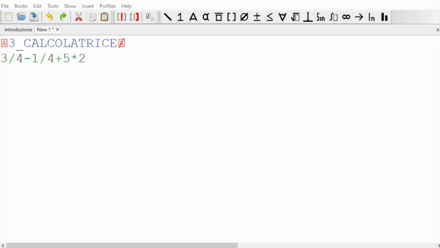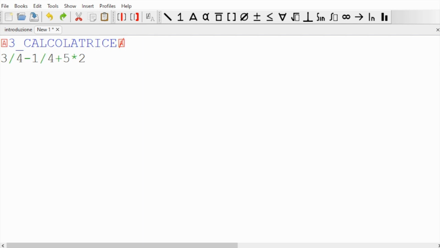calculator. Given a numeric expression such as 3 divided by 4 minus 1 divided by 4 plus 5 multiplied by 2, you can use the calculator to calculate its value. With the cursor anywhere in the formula, we type Control F9.